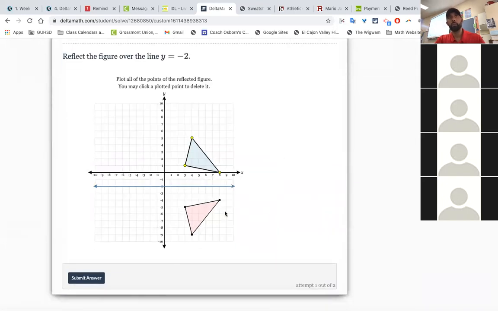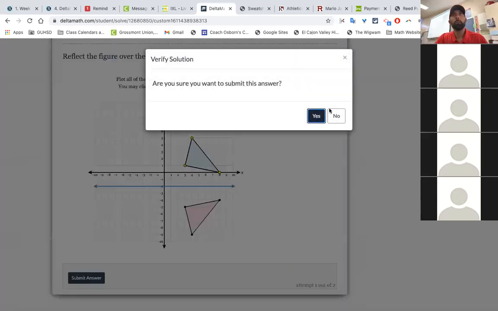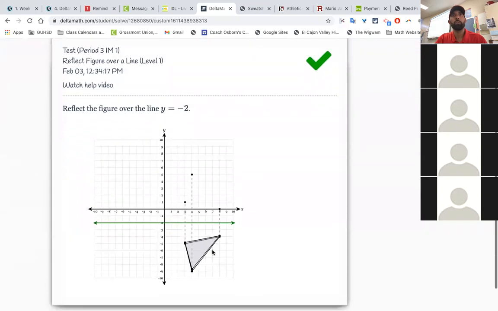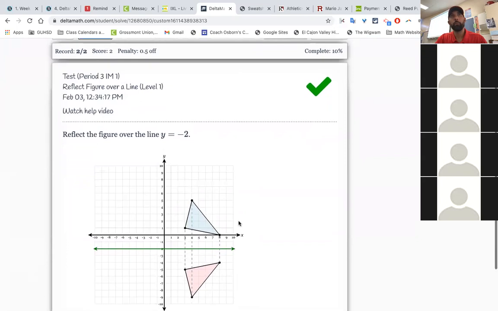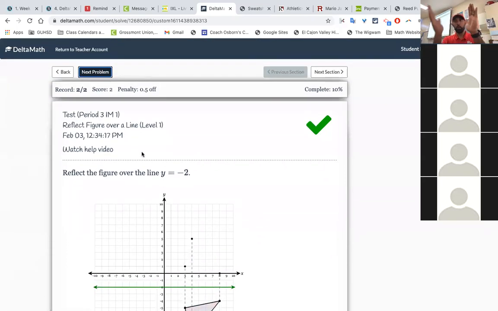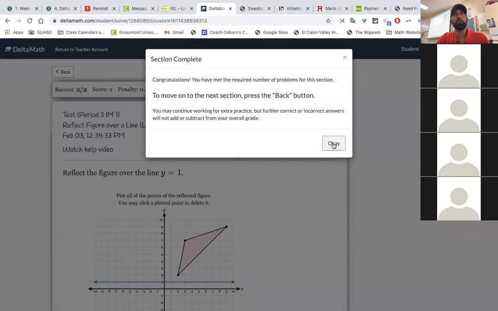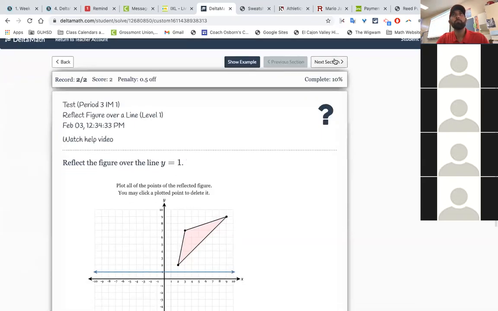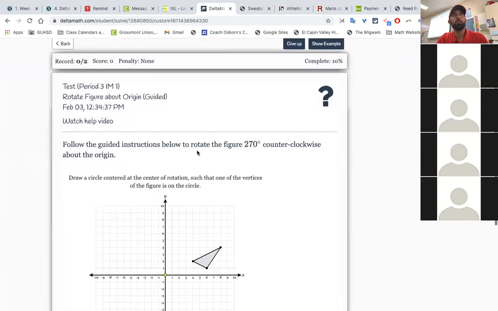So now it's flipped over the line. All right. And here's what it would look like if I actually did that flip. Boom, there we go. Okay, so we saw one that's flipping over a y axis or a vertical line, and one that flips over a horizontal line. Okay, and the different results from that. Okay, so let's go to the next section.